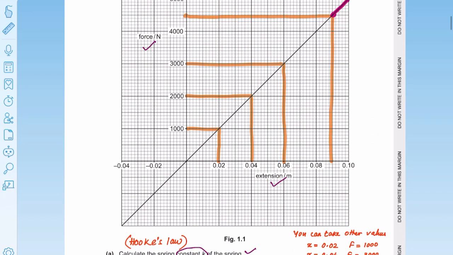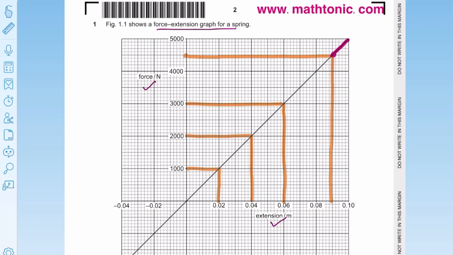If you see here, you can take multiple values. For example, if x equals 0.02, which is the extension, at that time we can take force equals 1000, because if you draw a vertical line to the graph and a parallel line to the x-axis, you will get this is force and this will be your x. Are you getting it? You can take these two values, or these two values, your choice, it doesn't matter, you'll get the same answer for this question, right?